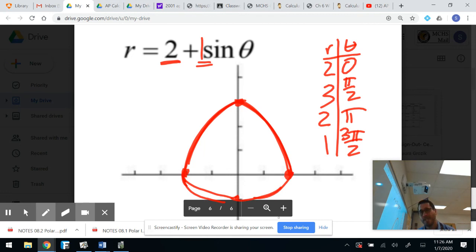Dimpled cardioid, dimpled limacon. Now I'm going to cut this video. We're going to have 2 of them for this section. This is your first one. Make sure you watch the second one.